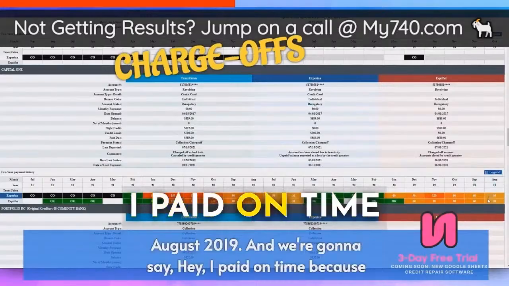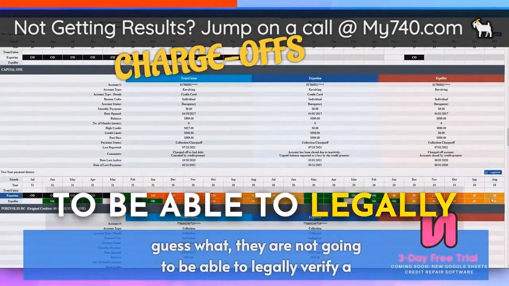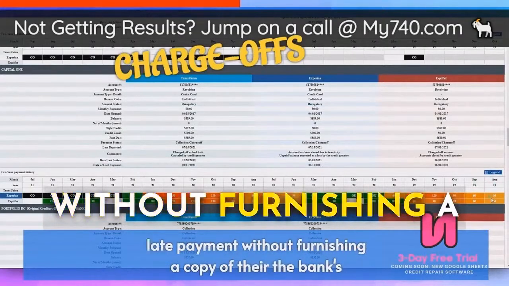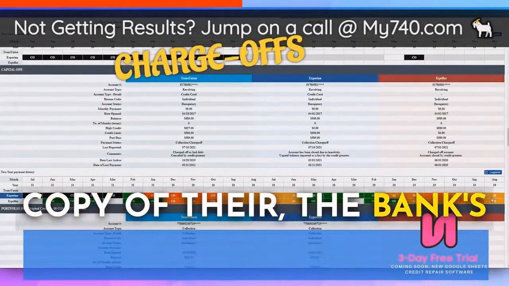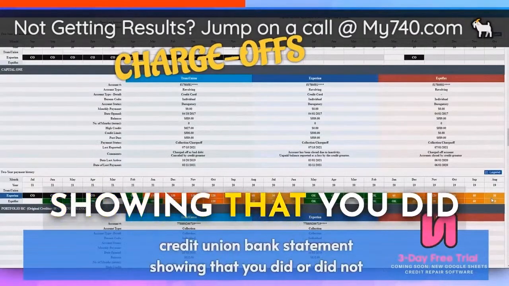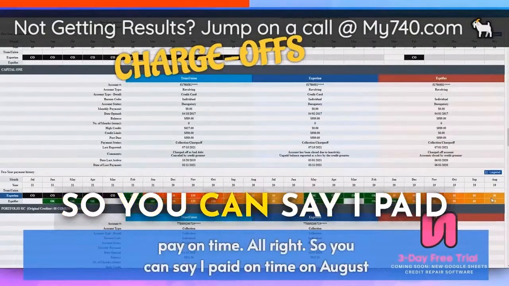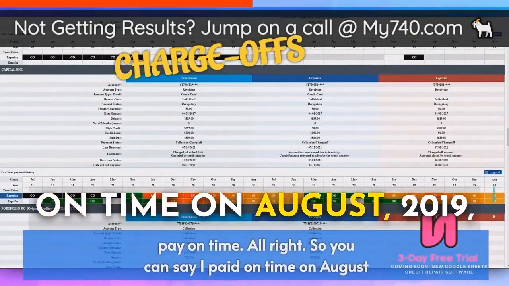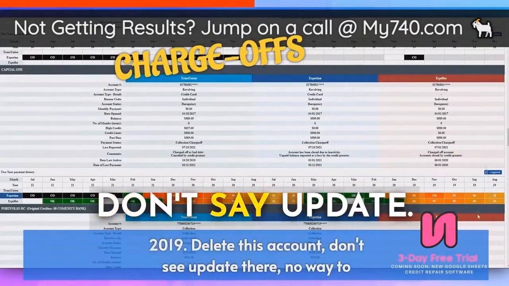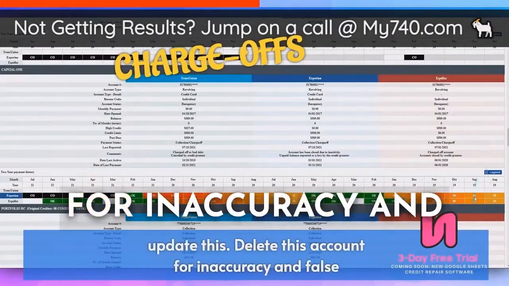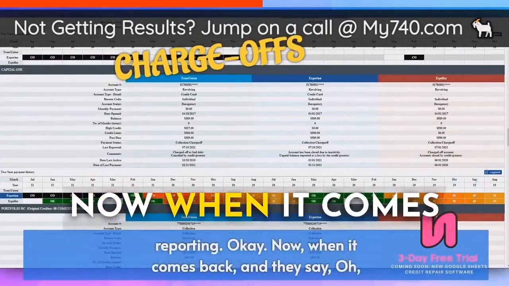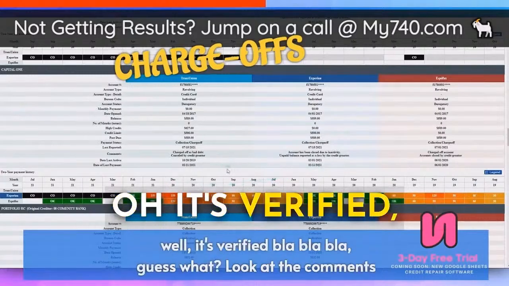Say, hey, I paid on time. Because guess what? They are not going to be able to legally verify a late payment without furnishing a copy of the bank statement showing that you did or did not pay on time. You can say, I paid on time in August 2019, delete this account. Don't say update, delete this account for inaccuracy and false reporting. When it comes back and they say, oh, it's verified, blah, blah, blah.